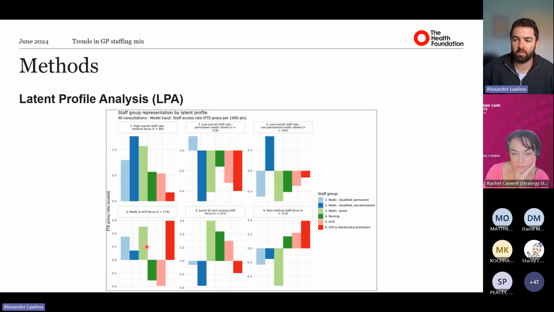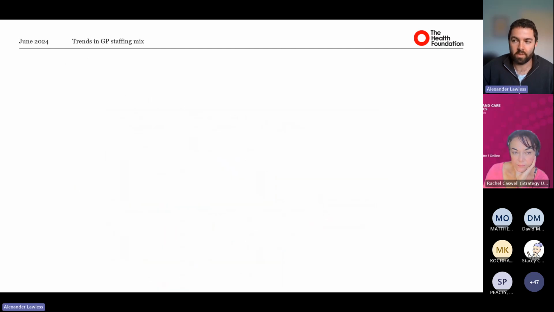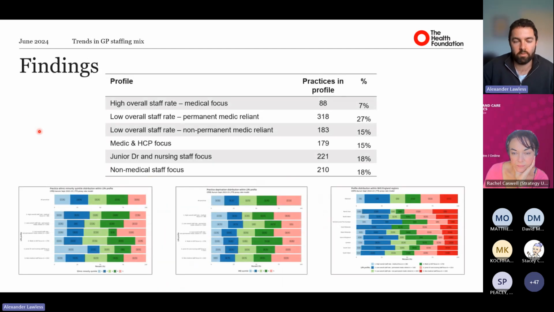Profile 5 is almost the inverse of profile 4, where you've got low qualified medics, that is, and high nursing and healthcare assistants, but alongside an increased rate of junior medics. And profile 6 is just a non-medical focus. So low medics, all 3 types of medics are below average compared to other practices or other profiles. And there's an emphasis on non-medical staff. So that's essentially the results or the output of the cluster analysis.